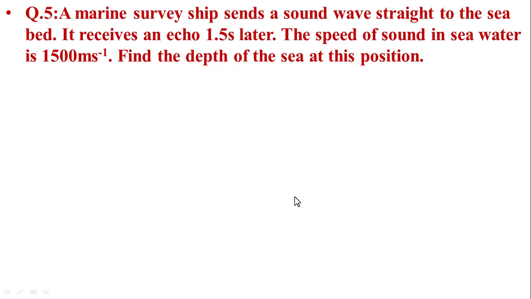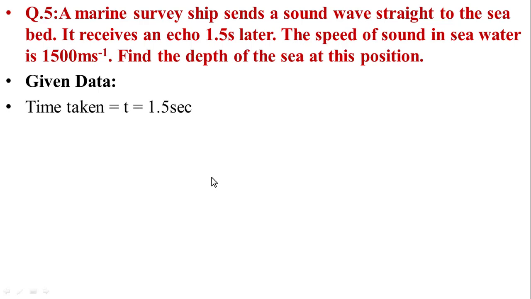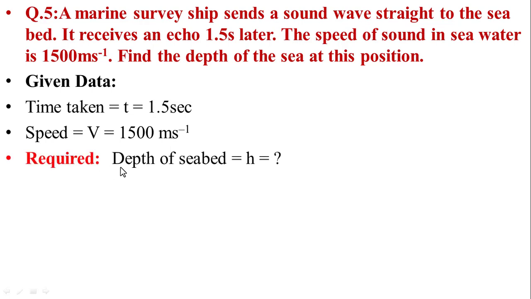First of all, write the given data. Here we can solve this question by two methods. We will solve the first method here, and in another slide we will find it with the other method. So for the first method, the given data: time taken t is equal to 1.5 seconds and speed v is equal to 1500 meters per second. The required depth of the seabed is h is equal to question mark.